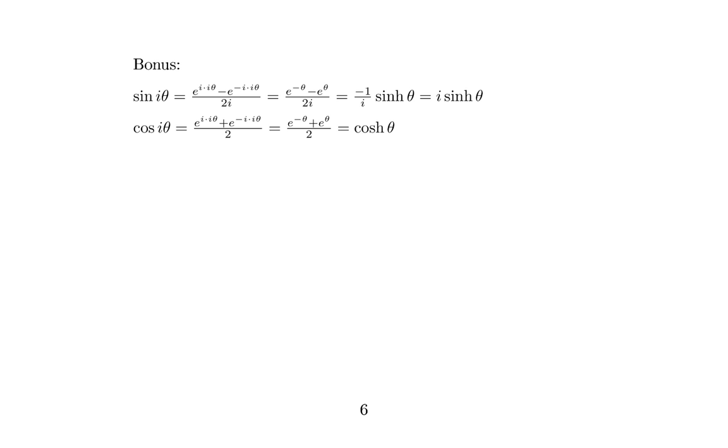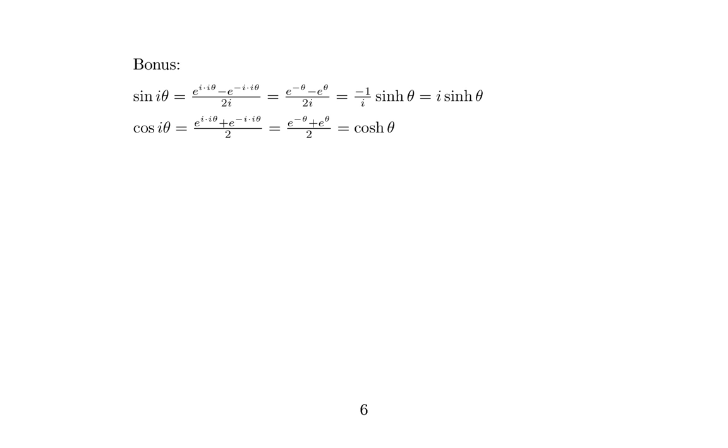A bonus here is that you can use this formula with an input of i theta, so a purely imaginary number, and by plugging it in, you can notice that sine i theta would be equal to e to the minus theta minus e to the theta over 2i. That's equal to minus 1 over i sine hyperbolic of theta, or sinh theta, which is equal to i times sine hyperbolic theta.